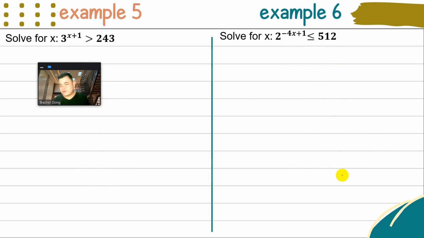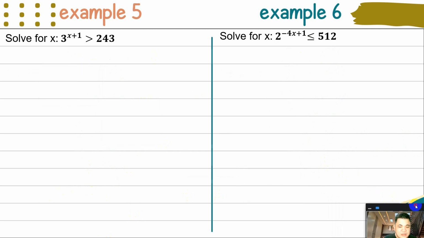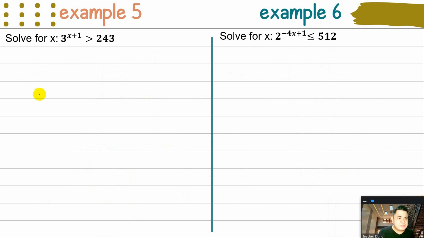Next example for inequality. So we have to solve for x in the inequality 3 raised to the power of x plus 1 greater than 243. Don't worry, this is very easy. We don't care if 243 is quite high, so there's no problem with that. So our base is 3. And our goal is how can we make 243 a power of 3.